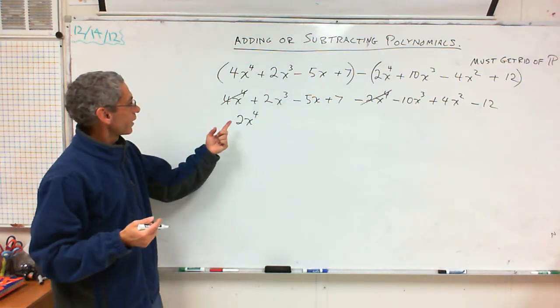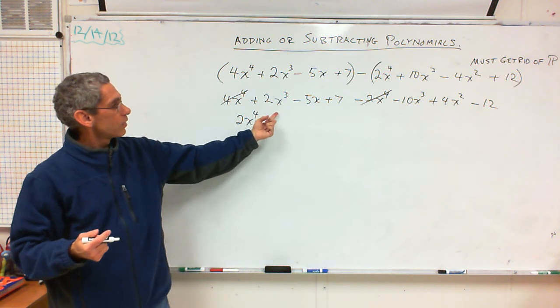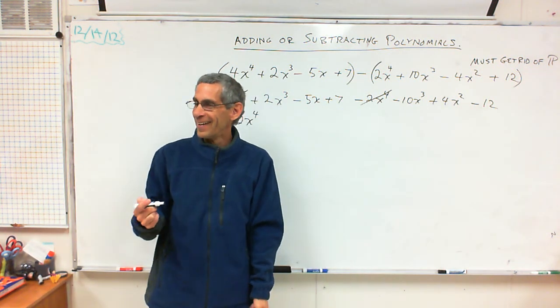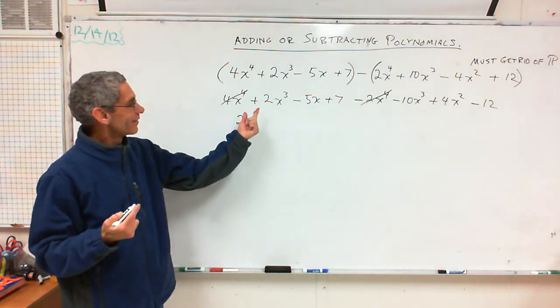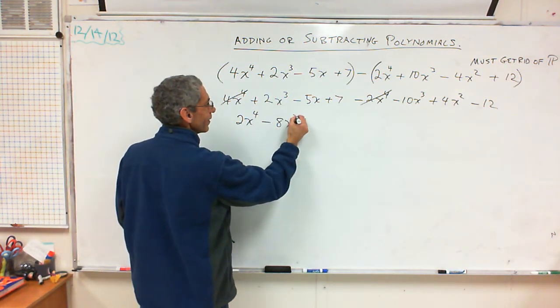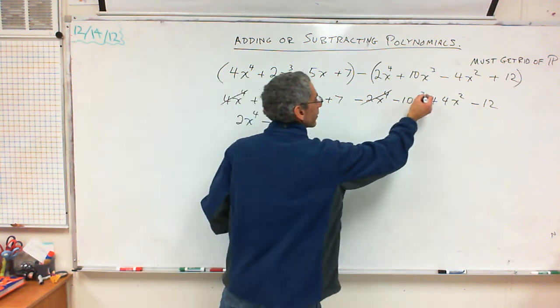Okay, now what? I've got x to the 3rd. 2x to the 3rd minus 10x to the 3rd. That's negative 8x to the 3rd. Okay, I can cross those out.